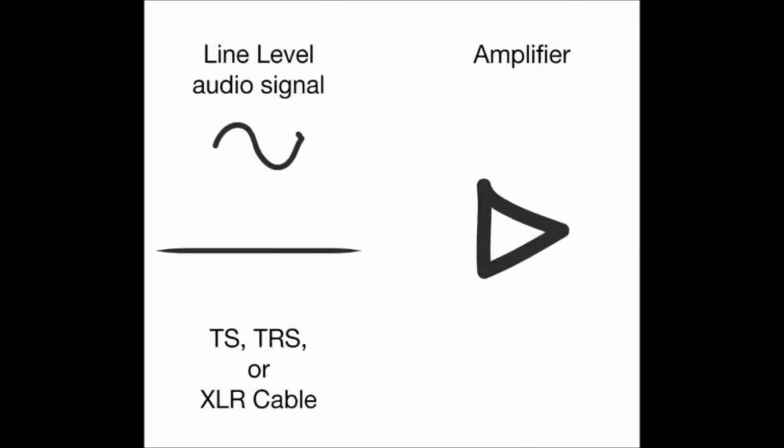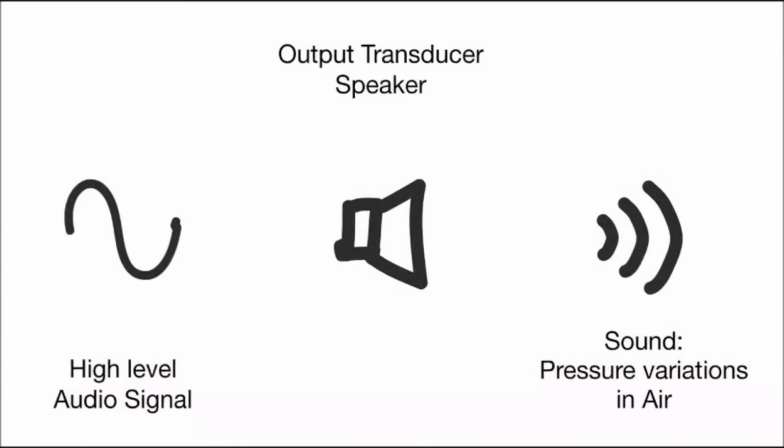This audio signal then travels through a wire, a TS tip sleeve, a TRS tip ring sleeve, or an XLR cable, back to an amplifier, which amplifies the signal to a high level audio signal, and then to the output transducer, which is a speaker. The speaker then takes that audio signal and converts it back into sound, which are pressure variations in the air and back to your ear.